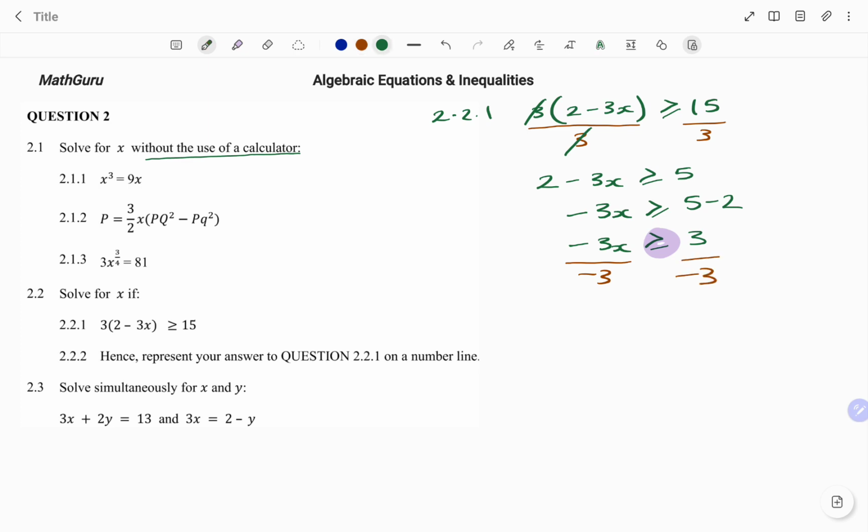So if I divide both sides by negative 3 in order to find x, I have negative 3 divided by negative 3, that's 1. Therefore, x, it's not going to be greater or equal to, it will be less than or equal to negative 1.